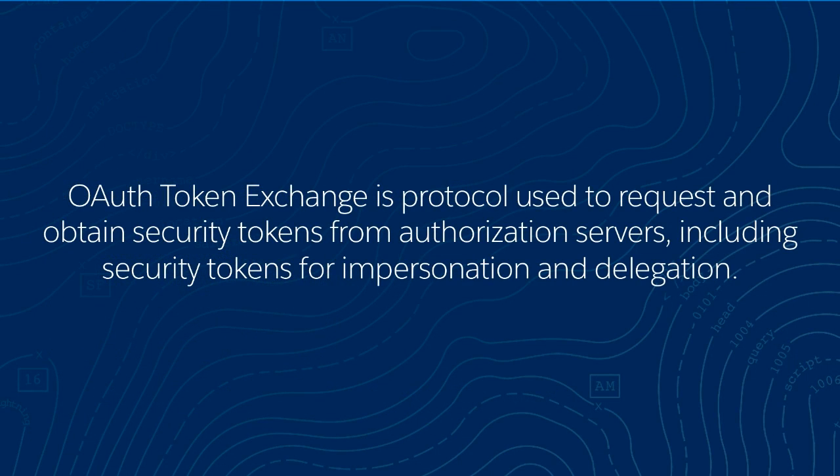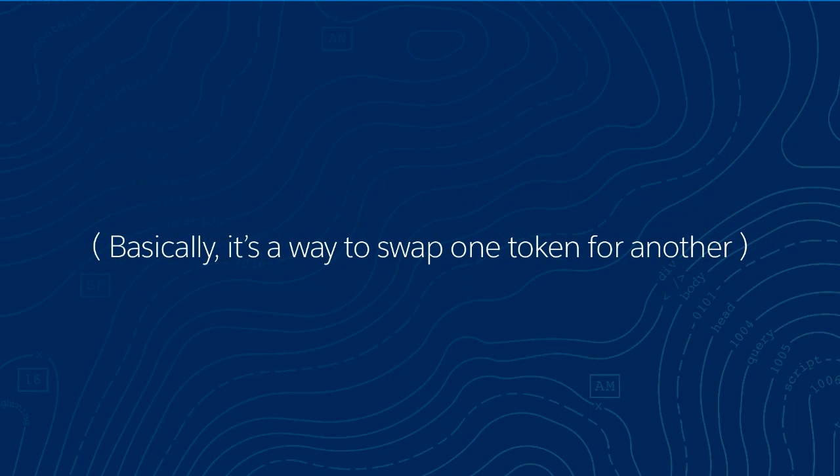So the other part of the equation here, once we get to standardized tokens, is a way to exchange those standardized tokens. So OAuth token exchange is a protocol used to request and obtain security tokens. The easy way to describe it is it's a way to swap one token for another. This is what's known as a security token service, okay? It's a way to take one format and exchange it for another format.